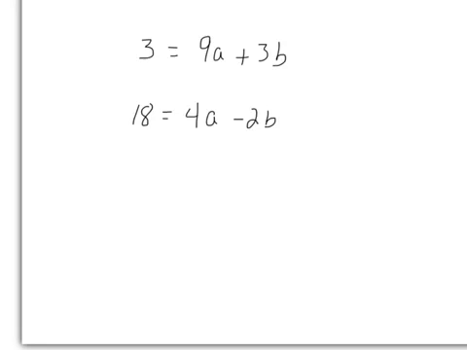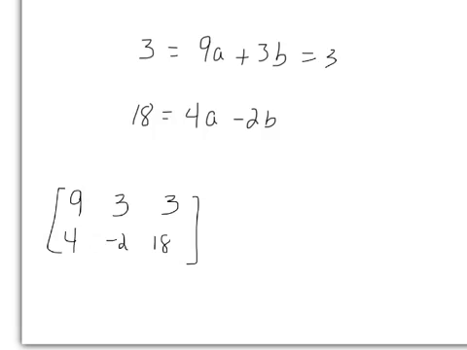I guess we could multiply by 3 and 2 and then add and subtract, but it seems like too much work. So what I'm going to do is this. I'm just going to write 9, 3, 3, 4, negative 2, 18. Okay, that's my matrix. And remember, I write these as if there was an equal sign on this side, right? I always want to write them like this. So when I write my matrix, I see that now it's 9, 3, 3, 4, negative 2, 18.